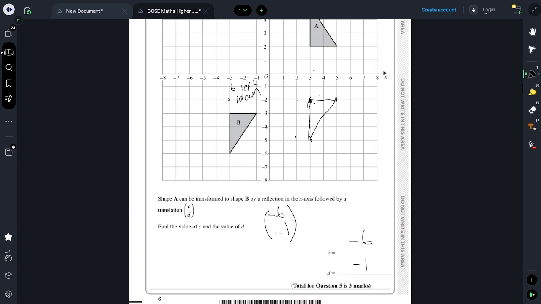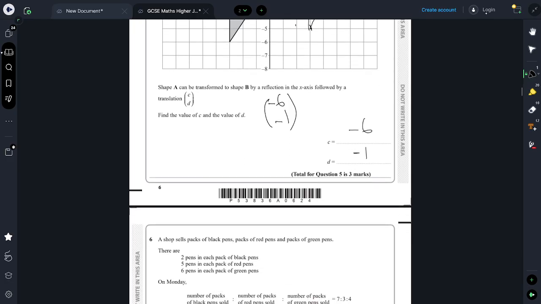But yeah, that should be the vector here. So once you transformed it in the x-axis, that's the vector you move to shift the triangle onto there. Okay, that should be good.